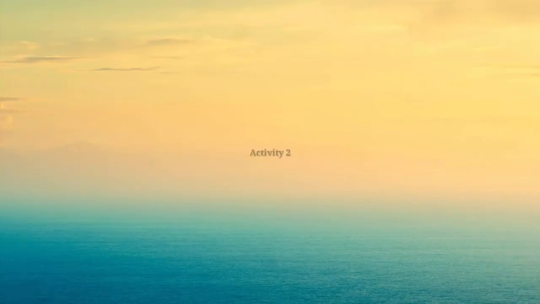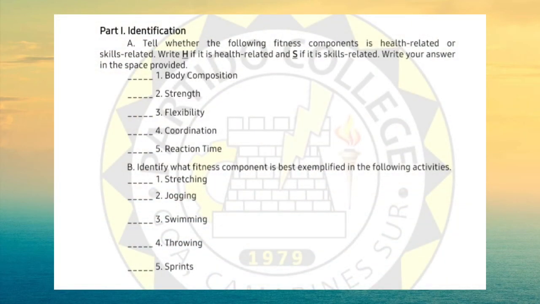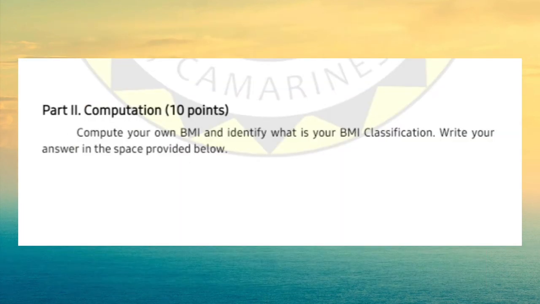Let's proceed to your second activity. Part 1. Identification. Tell whether the following fitness components is health-related or skills-related. Write H if it is health-related and S if it is skills-related. Part 2. Computation. Compute your own BMI and identify what is your BMI classification.